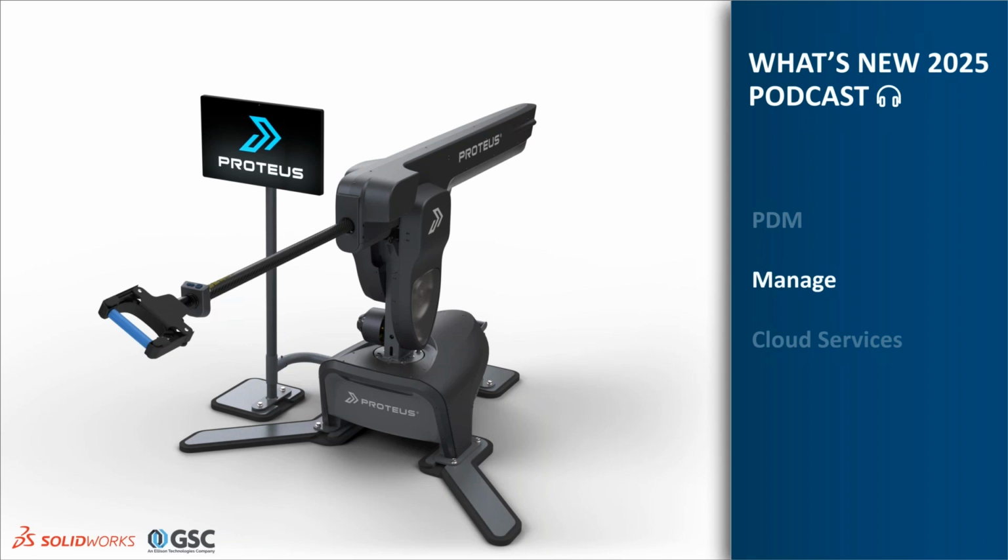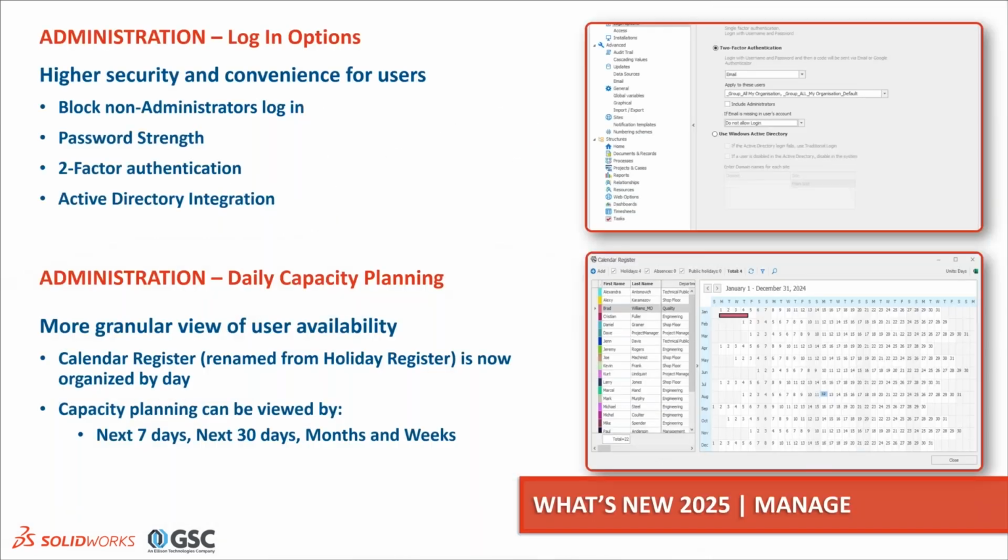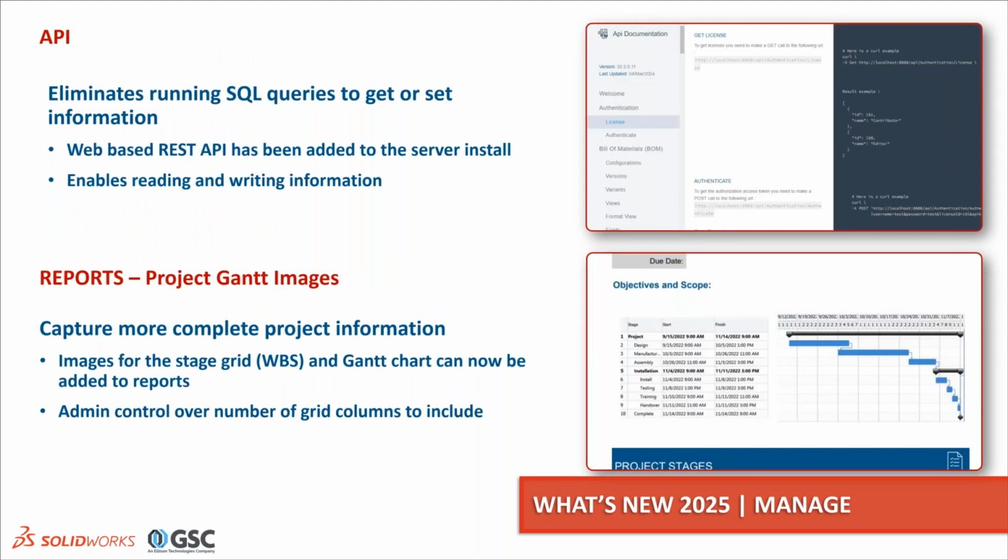Now let's go ahead and look at some things that are also new in SOLIDWORKS Manage, which runs on top of PDM to give you a little more of a PLM sort of tool there. We have some new login options, including two-factor. Again, they give company standards and security, things like that. When you're doing your capacity planning, you now have a lot more granularity. You can go the next 7 up to X number of months or weeks. The API information or set information in Manage, and then Project Gantt images. You have more complete product information in there, including admin control over a number of grid columns to include there.